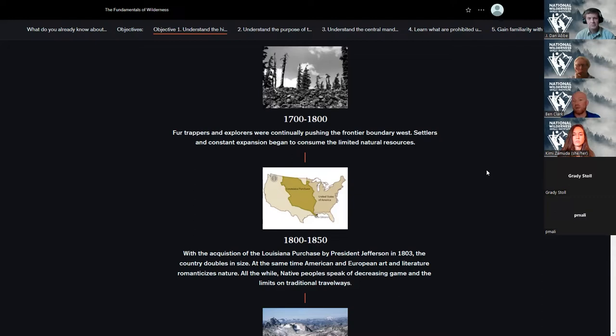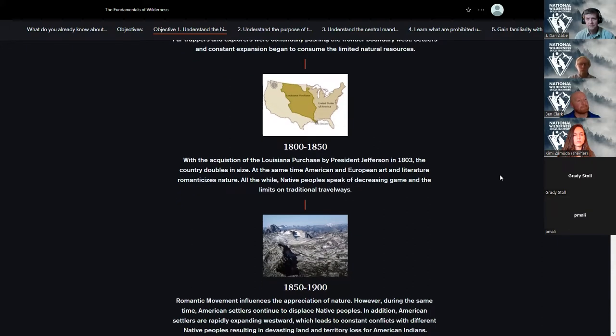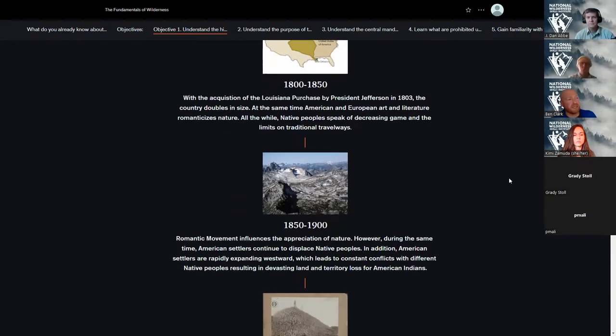And at the same time, while Americans are continually moving west, American and European art is focusing on romanticizing nature. And this is all happening while Native people speak of decreasing game and the limits on traditional travel ways. So continuing with this romantic movement, this really influences the appreciation of nature. However, during the same time, American settlers are continuing to displace Native peoples. In addition, American settlers are rapidly expanding west, like I mentioned already. And this continually leads to conflicts with different Native peoples, resulting in devastating land and territory loss for American Indians.